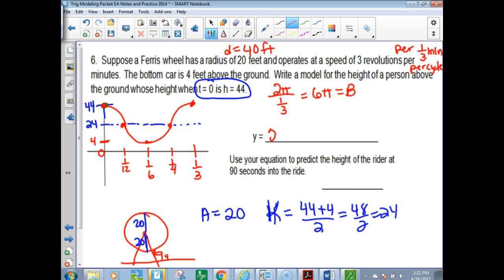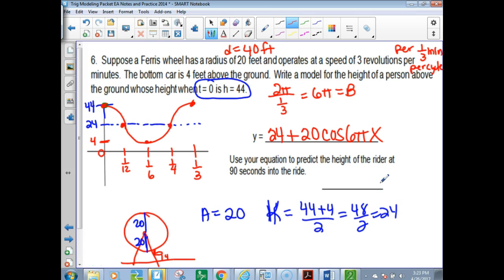Center line's 24 if you like starting with your K value. That can come first. It is starting up, so the amplitude is positive 20. The A value is positive 20. For the cosine, amplitude's always positive. The cosine of, do we have the B? Yep, it's 6 pi. We figured that out right in the beginning. It doesn't really matter what order we start figuring things out.